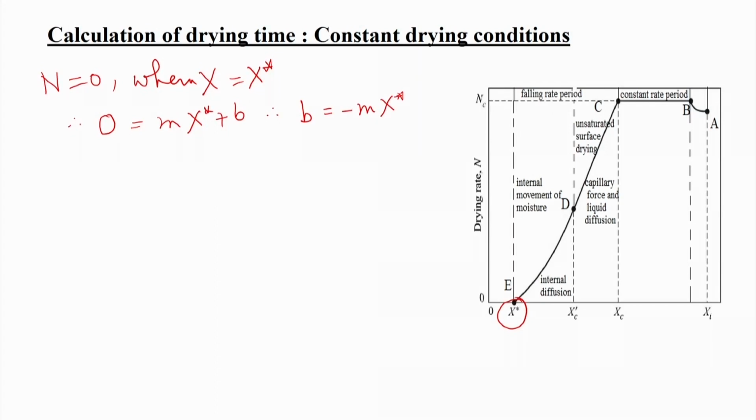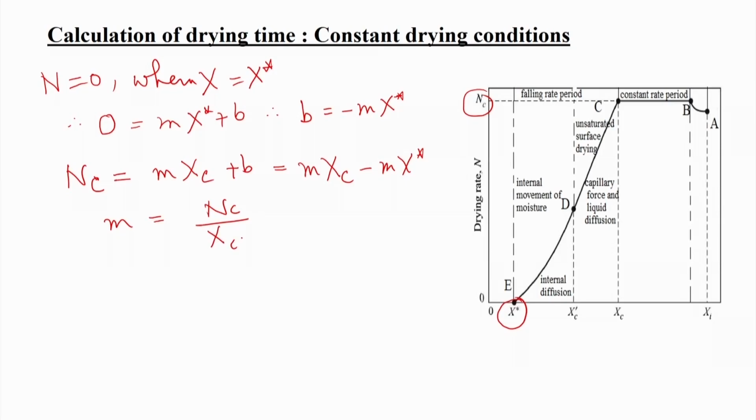Okay. And also we know that n c, the critical or constant drying rate, is equal to m into x c plus b. Then in place of b we place minus m x star, so m into x c minus m into x star. Okay. So, from here m is equal to n c by x c minus x star.